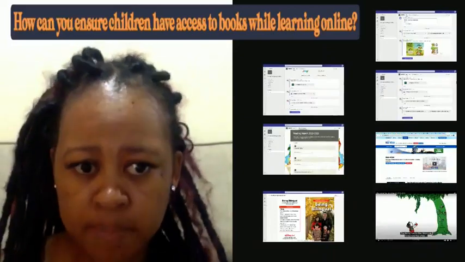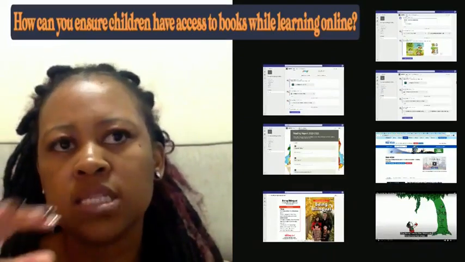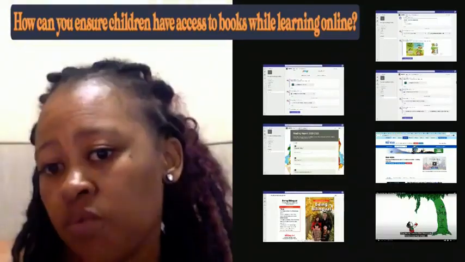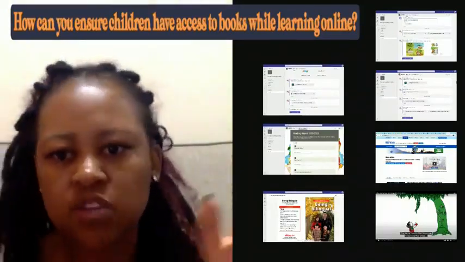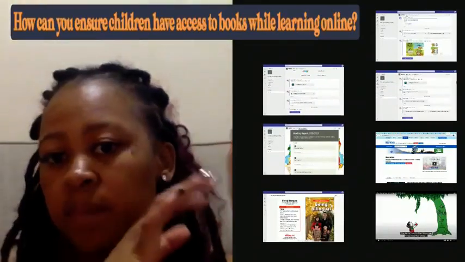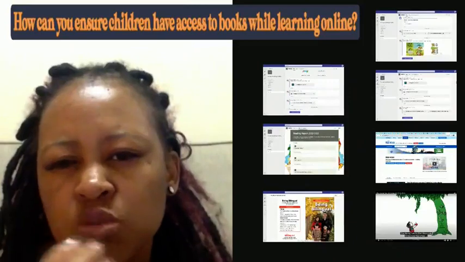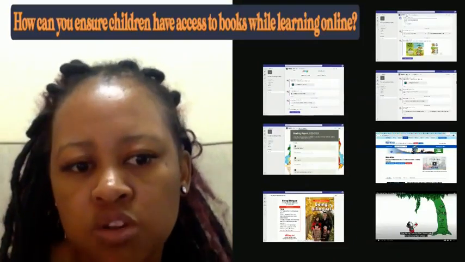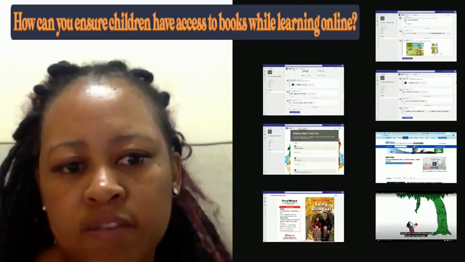The nice thing about this as well is that it makes a nice graph where students can see how many books they are reading, and they can maybe have a little bit of a competition because they can also see how many books their peers are reading. So that's one way that I found to make sure that my kids were still reading online from home.